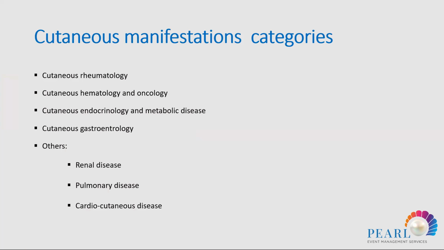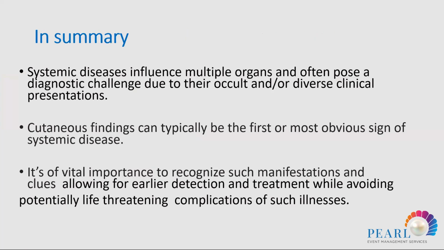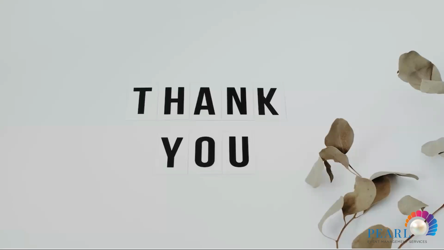So I've gone through the different cutaneous manifestation categories. In summary, systemic diseases do influence multiple organs, and they often pose a diagnostic challenge due to their occult and diverse clinical presentation, especially as cutaneous findings can typically be the first and the most obvious sign. Therefore, it's very important to recognize such manifestations and allow for earlier detection and treatment while avoiding potentially life-threatening complications. With that, I end my presentation.